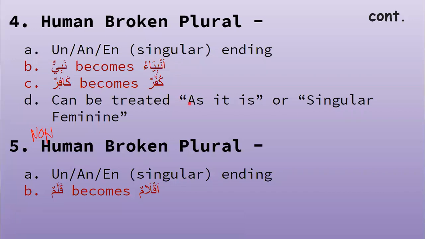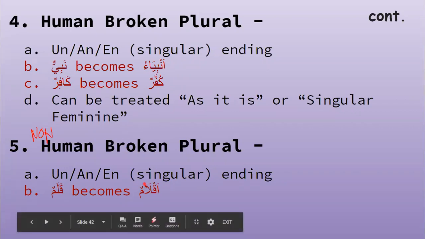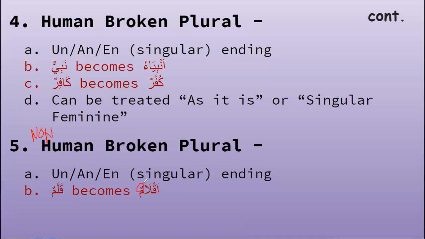So kalam is a pen, right? And the natural way of making it plural would be kalamuna, but they never use kalamuna. They invented a new word for kalam. It's aklam, and aklam by meaning is plural, but by looking at it you can see it has an un ending, and un ending is always for singular. So by looking at it you can see it's singular, but when I tell you the meaning of the word is pens, then you know that it's a plural. So it's a broken plural, non-human broken plural, because pens are not human, right?